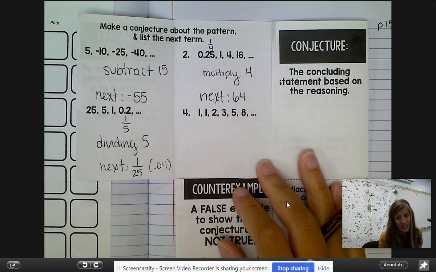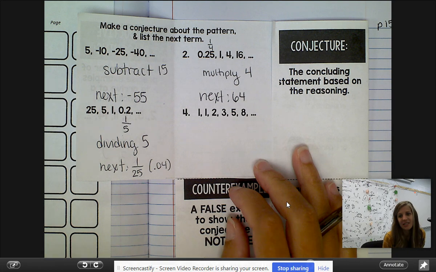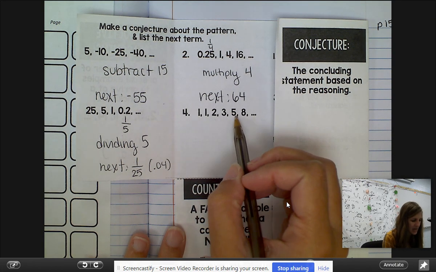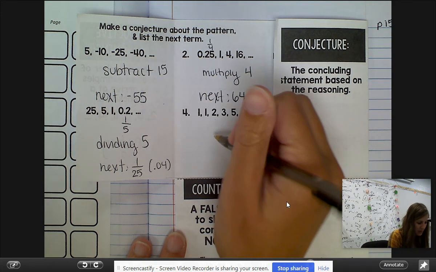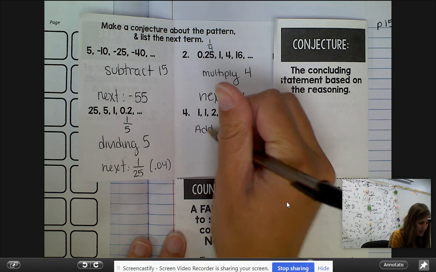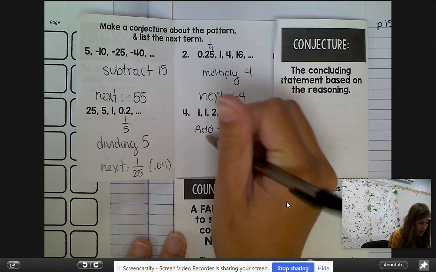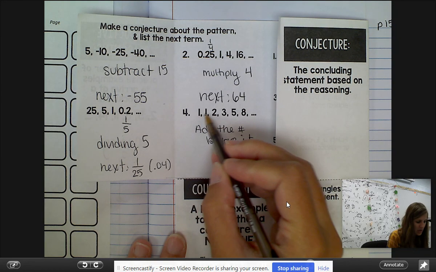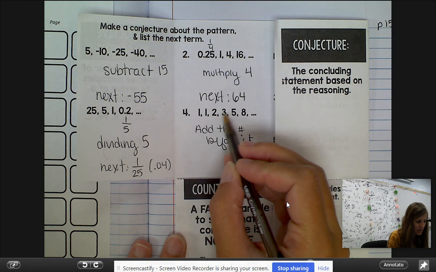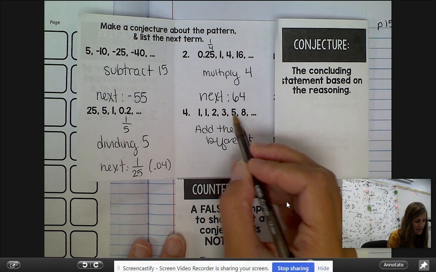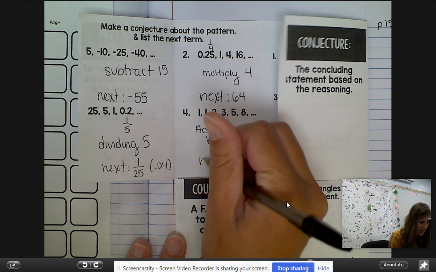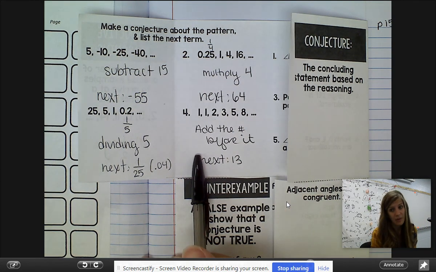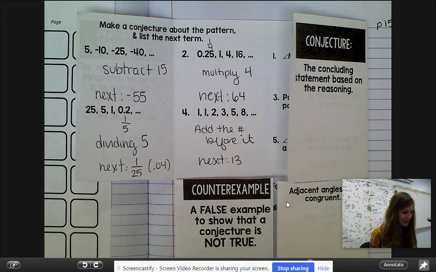And then this last one is very interesting. If you tried it on your own, I'd be so interested to know if you got it. But we went from 1 to 1 to 2 to 3 to 5 to 8. And really what's happening here is we add the 1 before it. And what I mean by that is 1 plus 1 is 2, 1 plus 2 is 3, 2 plus 3 is 5, 3 plus 5 is 8, 5 plus 8 means that the next is 13. And this is actually a very famous sequence called the Fibonacci sequence. So that's kind of cool.